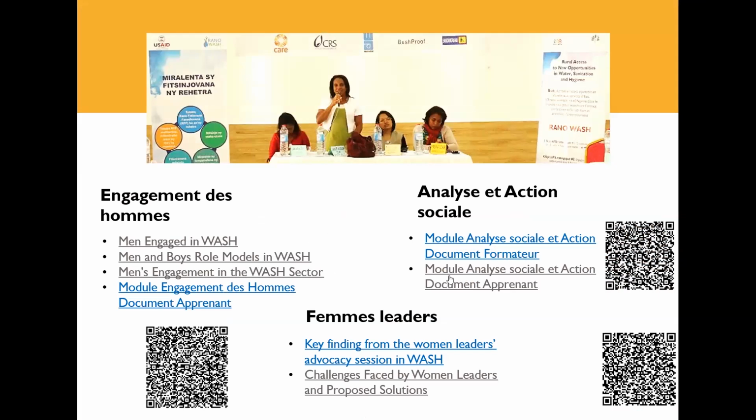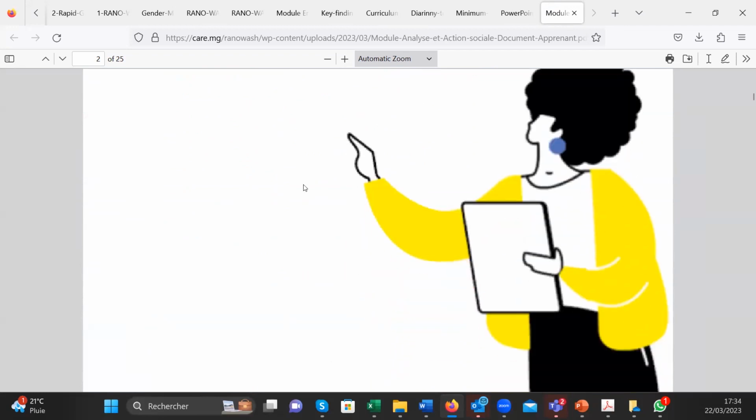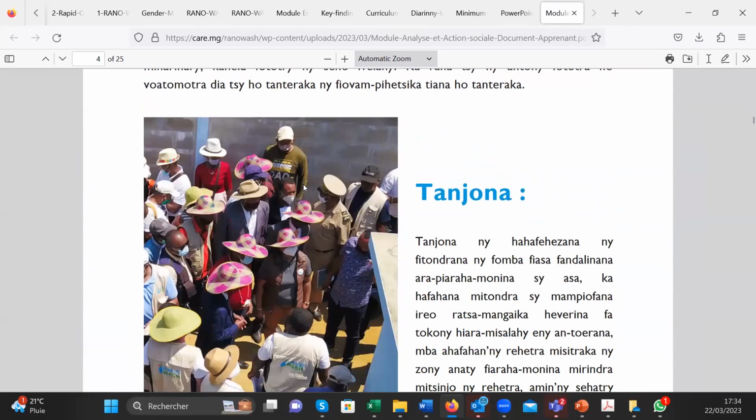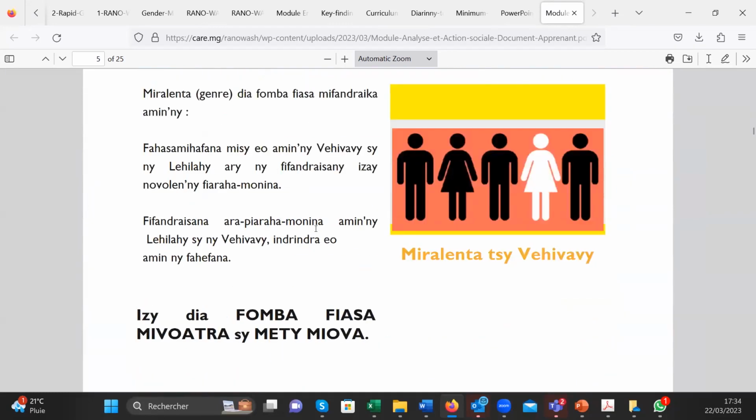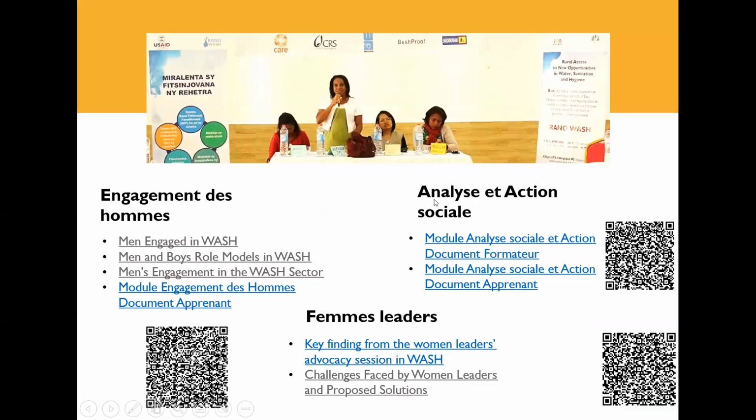For example, the social analysis. We have the trainer's document, but also the learner's documents, for the learners, the content of the trainings. For those transformative approaches, the local technicians are going to facilitate the implementation, and the training documents are destined to the field agents. There is also another document for the trainers, for men engagement, where the learners are the field promoters, and another document for the trainers.